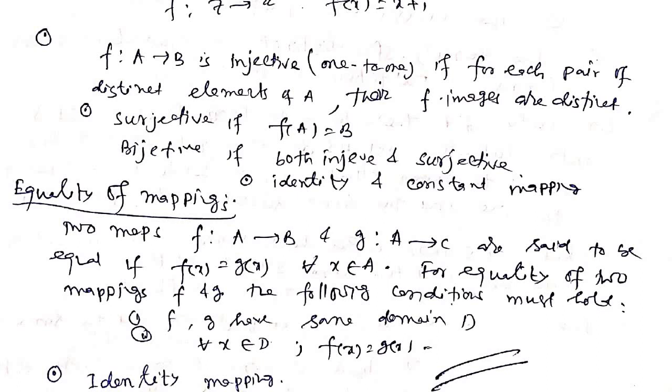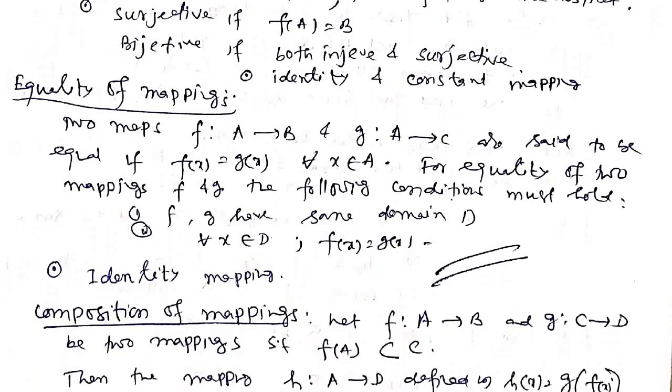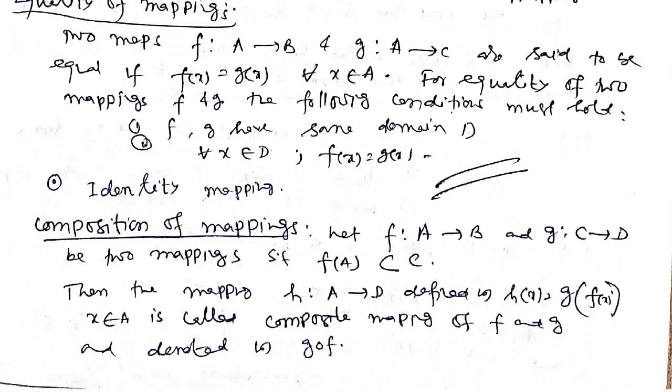We say f maps A to B and g maps A to C are said to be equal if f(x) equals g(x) for all x belonging to A. That is, the first thing is the domain should be the same. See here, we have taken A to B and A to C. So the domain has to be the same, then we can take the same elements. So f(x) equals g(x). So these are the two conditions. The first condition is that the domain has to be the same, and for each point the value of both functions will be the same.